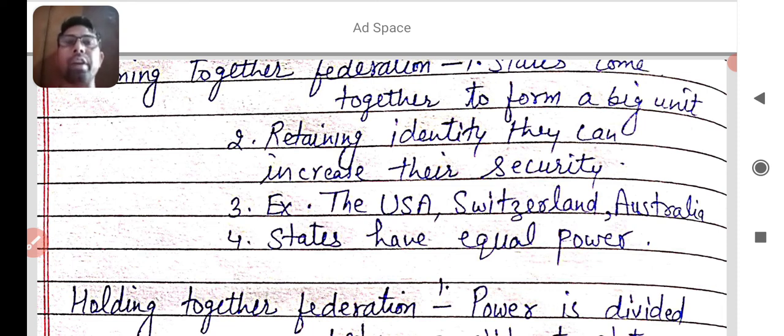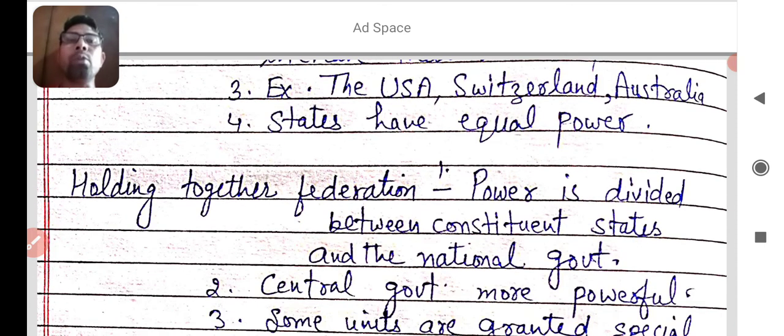And the next is example of coming together federation: the USA, Switzerland and Australia. In these countries there is coming together federation system. And as I told you earlier, there is difference in power according to the different federations. In coming together federation, states have equal power in comparison to central government. They have equal power.